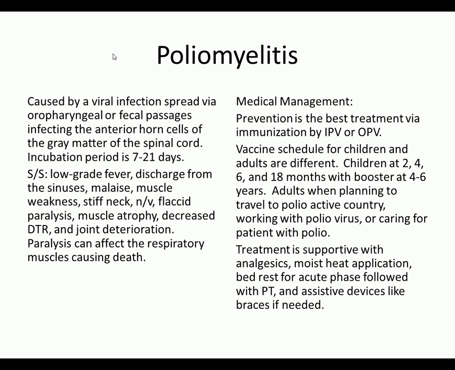It's the best treatment. So immunization with either an IPV or an OPV, which Ms. Candler has gone over with you. Just a refresher, your vaccine schedule for children is 2, 4, 6, and 18 months, and a booster at 4 to 6 years. Adults, the only adults that need to be immunized against polio are those that are planning to travel in polio-active countries, those that work with polio virus, or those that are caring for patients that have polio.